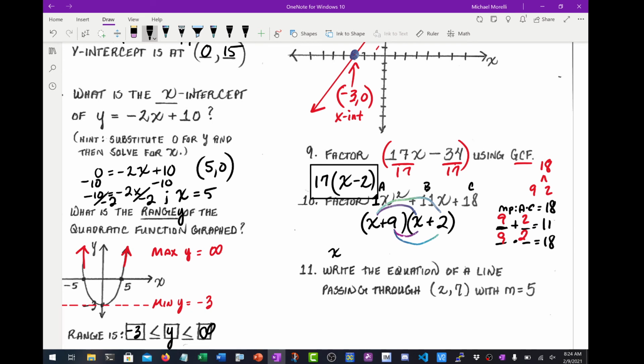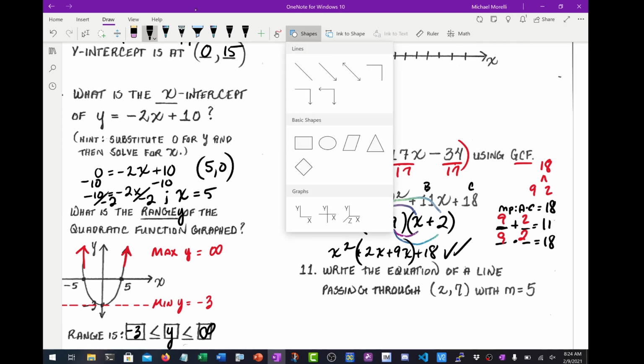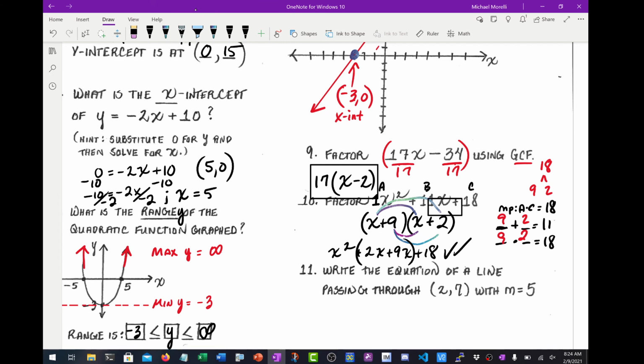And if you FOILed that out, first, outer, inner, last, you would indeed get the original quadratic. You'd get x squared plus 2x plus 9x plus 18. And then these two would combine in the middle to give you 11x. So you'd have the original. This is a way of checking your work. Okay? But the actual boxed answer is this factored expression right here. This is called the factored form.